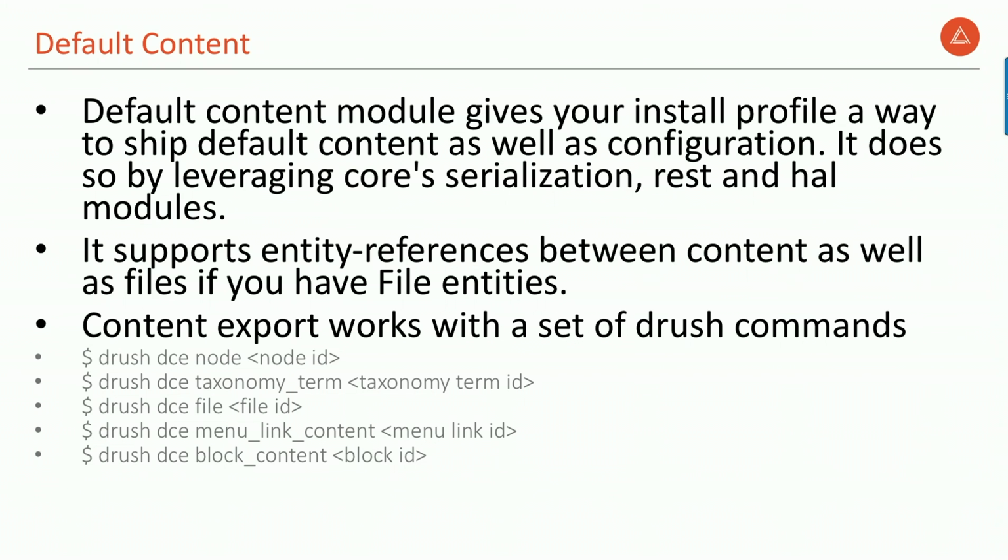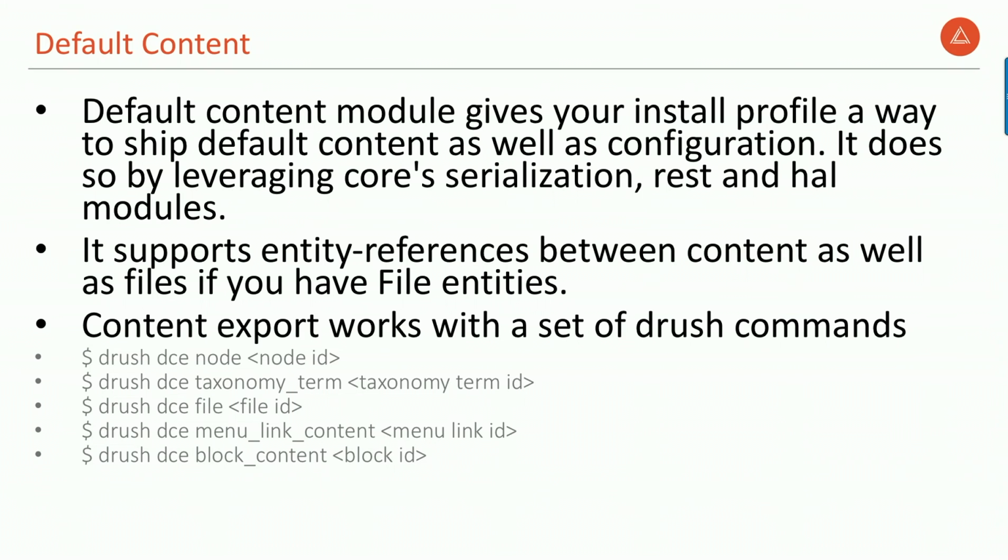One of the cool things with the default content module is you can take an existing site. So let's say you've prototyped out what your distribution is going to be, and you have an operating version of it. You can install the default content module, and through a series of drush commands, export certain objects with their entity references into JSON. And then you just take those JSON objects and put them in the appropriate module directories in your distribution.